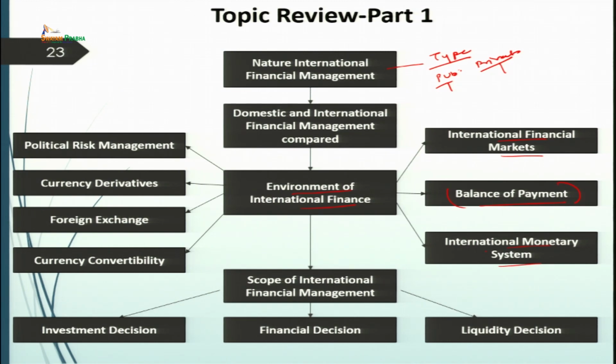how these monetary systems are facilitating international financial transactions, how capital is moving from one country to another, how such transactions are facilitated, who is setting the norms, who is setting the conventions. We get to know through this international monetary system.